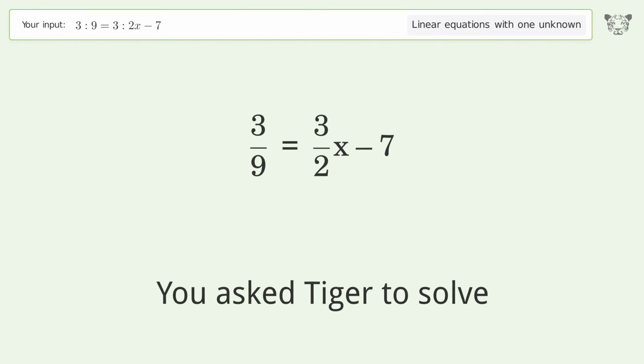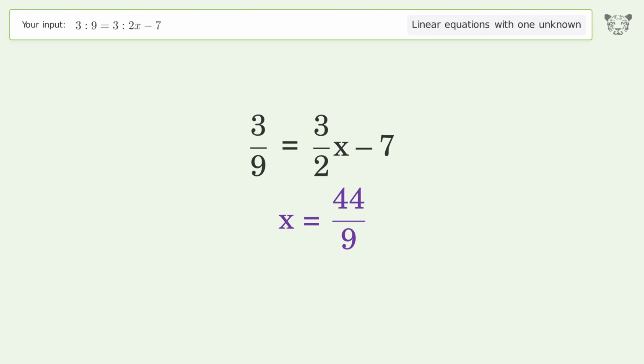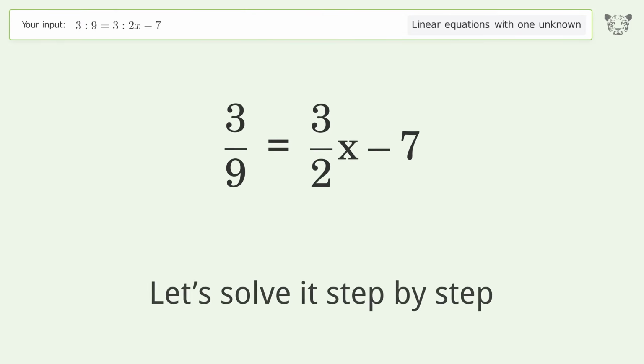You ask Tiger to solve. This deals with linear equations with one unknown. The final result is x equals 44/9. Let's solve it step by step.